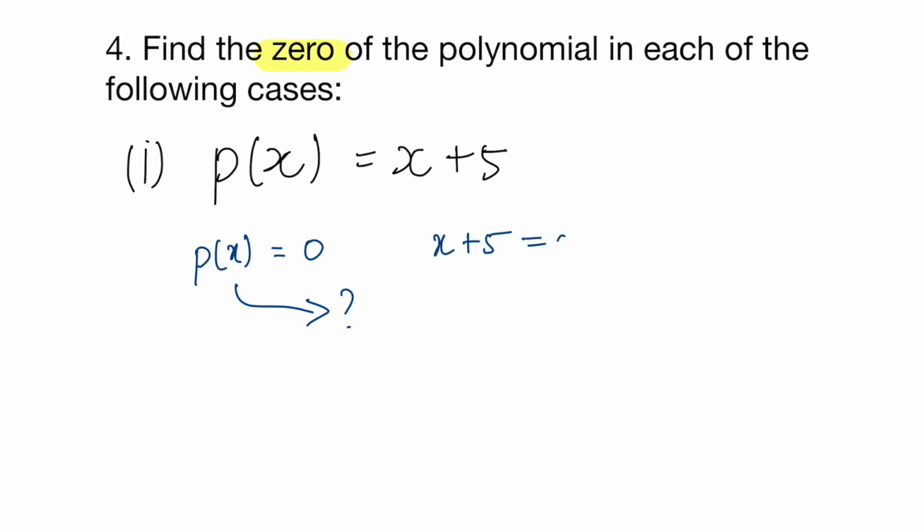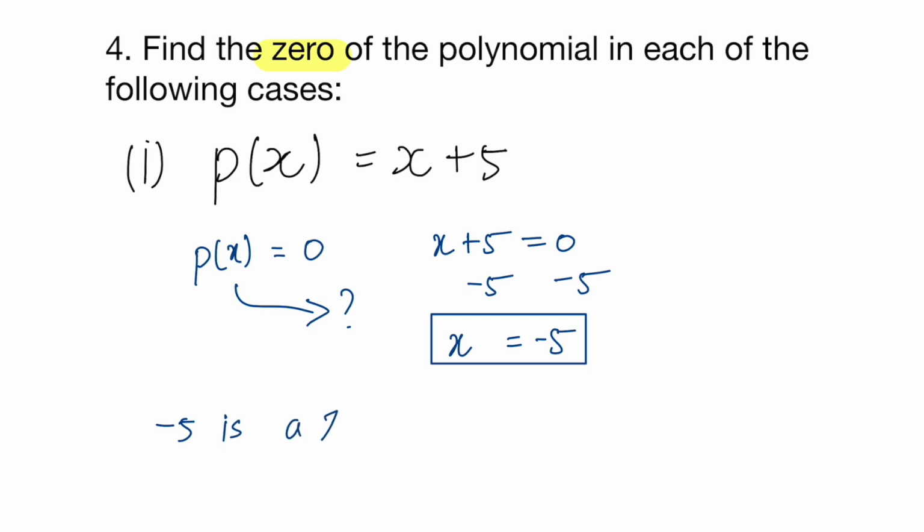x plus 5 is equal to 0 because we want that to equal 0, right? So what would be the value of x? We are subtracting 5 from each side, so minus 5 and minus 5, that gives you x equals minus 5. In simpler terms, you can say you are taking the 5 to the other side, but that technically is not right. You are just subtracting 5 on both sides, right? So if x plus 5 equals 0, then x equals minus 5, and minus 5 is a zero of this polynomial. Minus 5 is a zero of x plus 5.